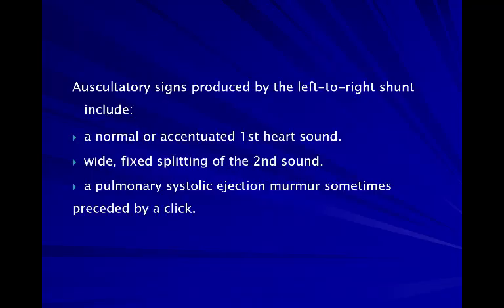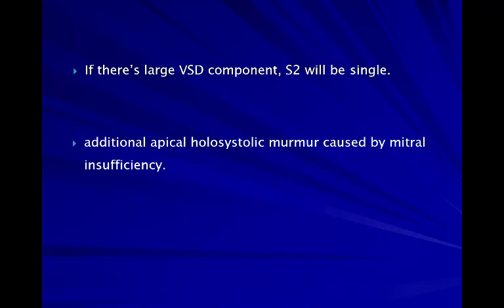Auscultatory findings produced by left to right shunt include a normal or accentuated first heart sound, wide fixed splitting of the second heart sound, and a pulmonary ejection systolic murmur, sometimes associated with systolic click. If there is a large VSD component, the second sound will be single due to equalized pressure in both ventricles. There is an additional apical holosystolic murmur caused by mitral regurgitation.